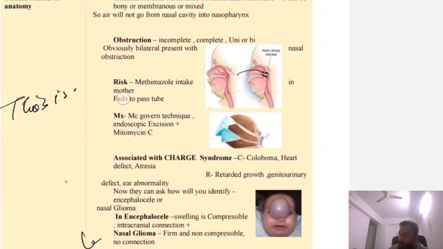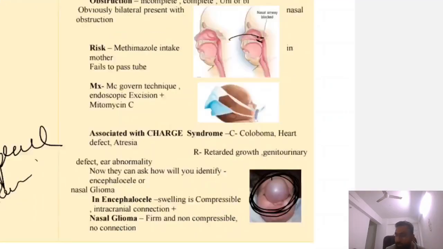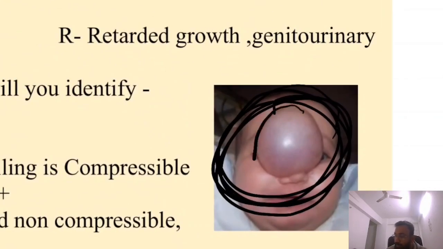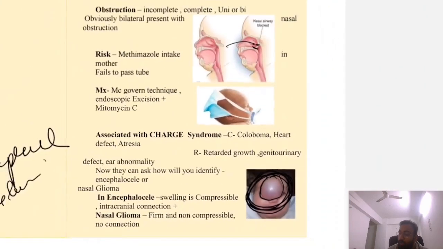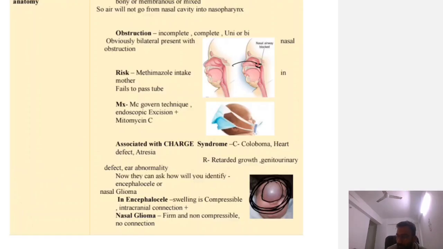Now you have two terms, encephalocele and glioma. So what is the difference between encephalocele and glioma? You can see the patient will present like this. You can see this kid, between both eyes there is a swelling present. So you will be confused whether it could be glioma or it could be encephalocele. So how will you identify it? In encephalocele, the swelling is compressible and it is connected to the brain, so an intracranial connection is present.